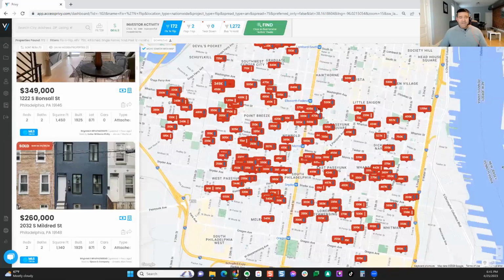If you wanted to pull a list of, say, absentee owners, maybe you wanted to go after absentee owners as buyers, or maybe you wanted to use them as potential sellers as well. You just isolate the area you want. We got a drawing tool here, and you can just draw where you want this zone to be.